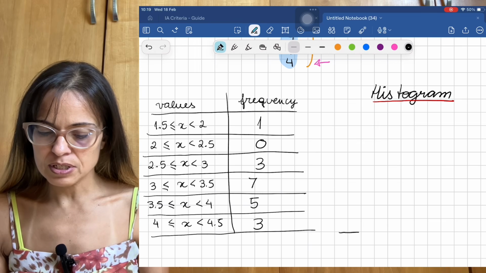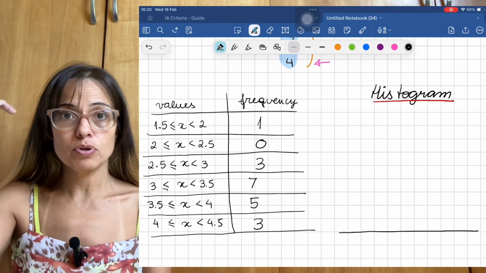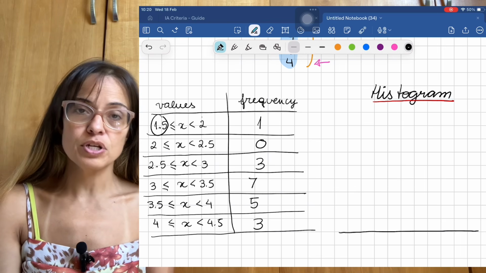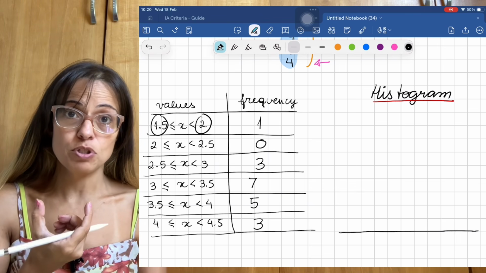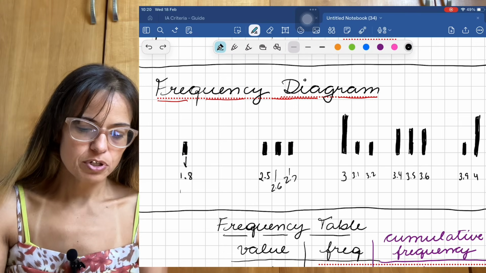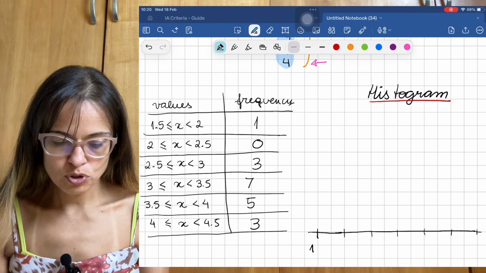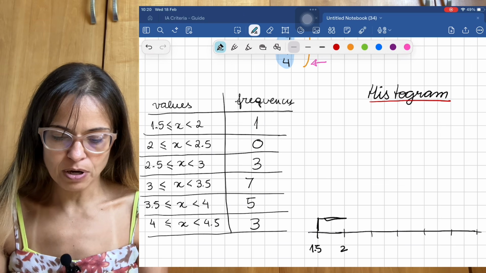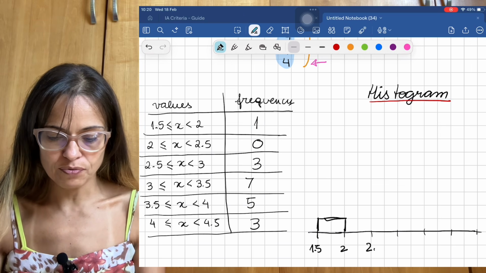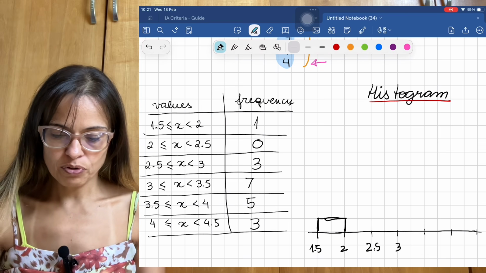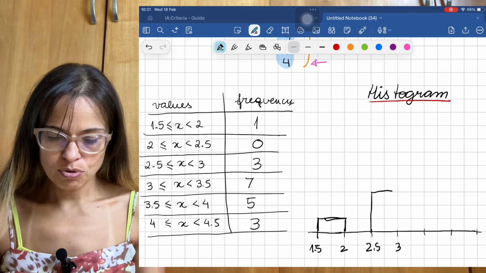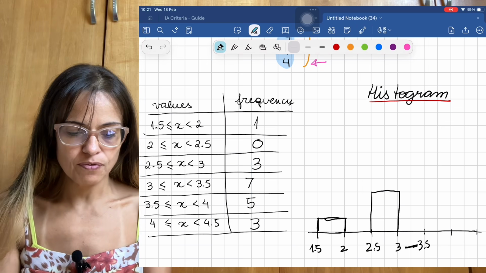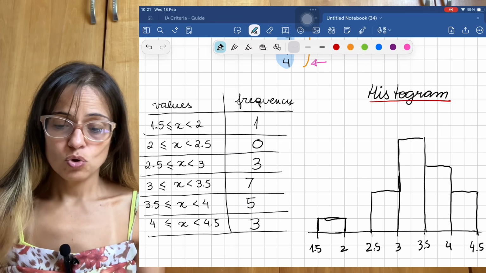And one of the differences is that the labels that we're going to put on the horizontal are not the names of the bars. They are the endpoints of the intervals. The bar is going to be between the numbers, not on the numbers like the frequency diagram was. So between 1.5 and 2, we have a histogram with a bar of height 1. Between 2 and 2.5, we have nothing. So now between 2.5 and 3, there are 3 squares of height. The other one is between 3 and 3.5, we have 7, and so on.